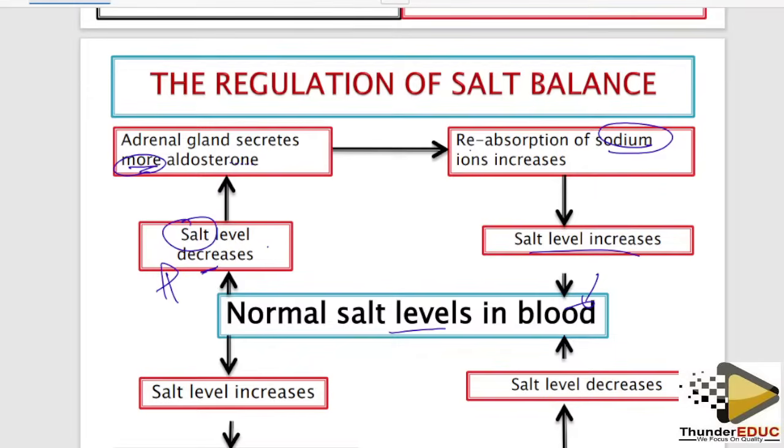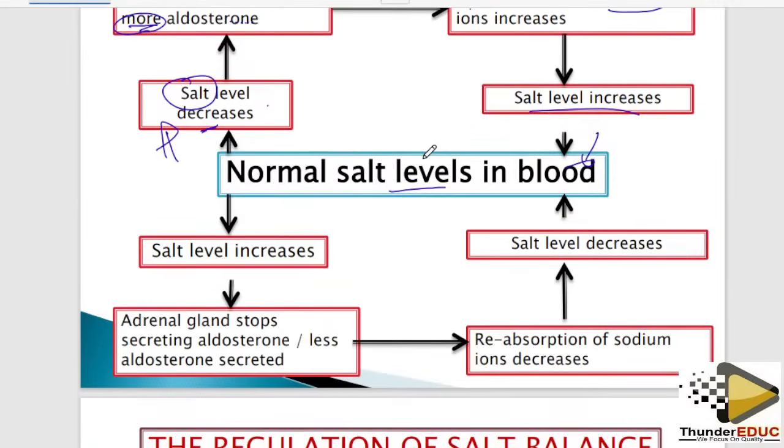What about when the salt levels are increased in the blood? Then the last statement must be decreased. So the adrenal gland will stop or will secrete less aldosterone, one of the two. And then it means that there will be less reabsorption of sodium ions. The sodium ion reabsorption will decrease, and the moment it decreases, the level of salts will go back to normal.